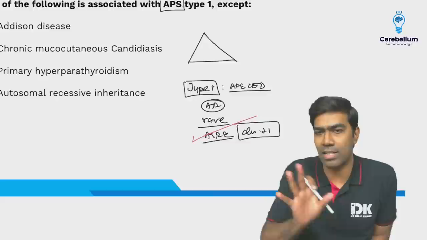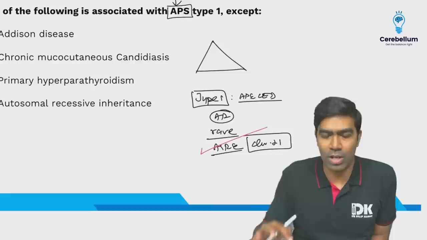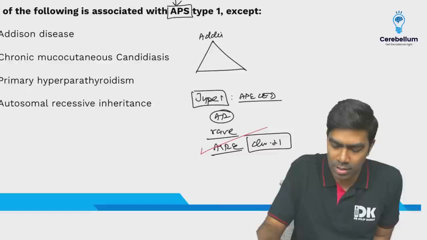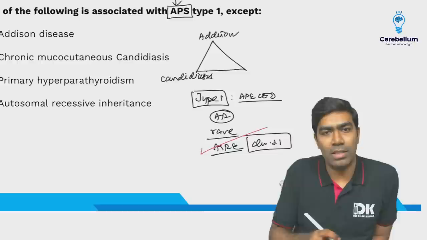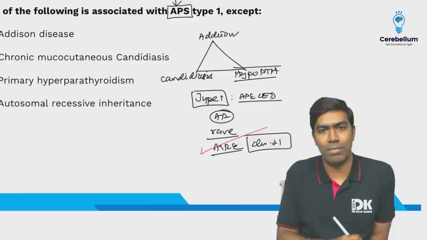Anyway, because of dysfunction of the AIRE gene on chromosome number 21, you get type 1 autoimmune polyglandular syndrome. What are the three characteristic features? One is Addison's, which is common. Second, patients are going to have recurrent mucocutaneous candidiasis because of immunodeficiency. Third one is going to be hypoparathyroidism. Remember, hypoparathyroidism.